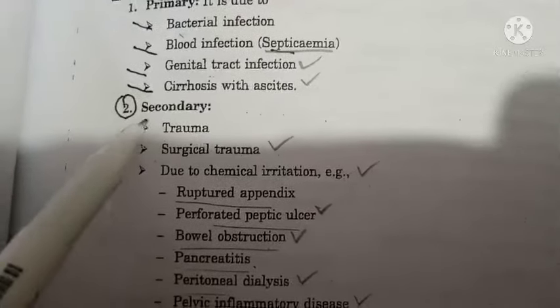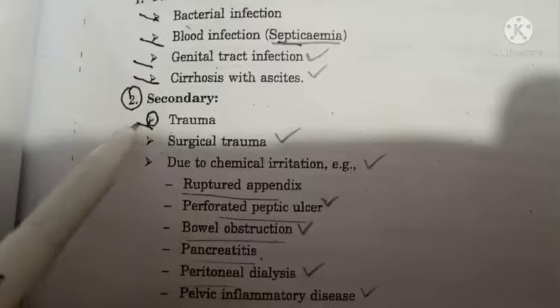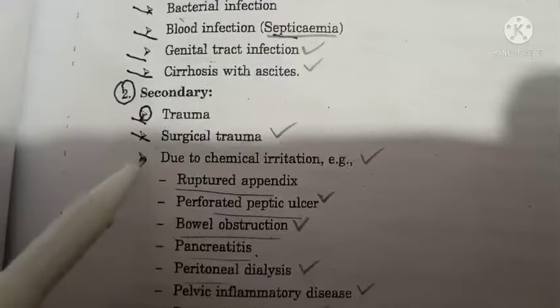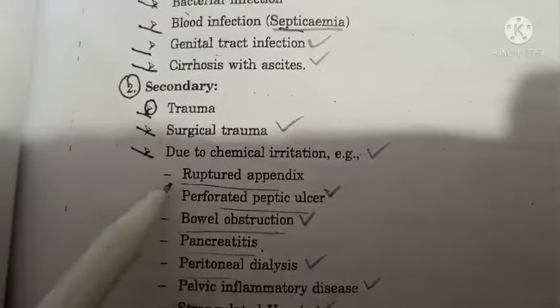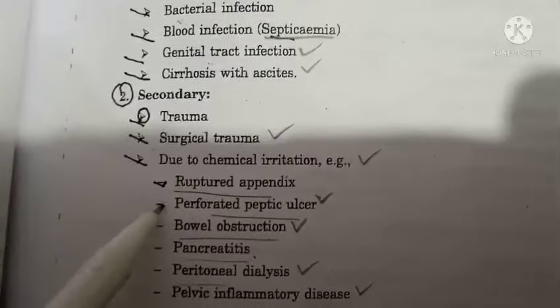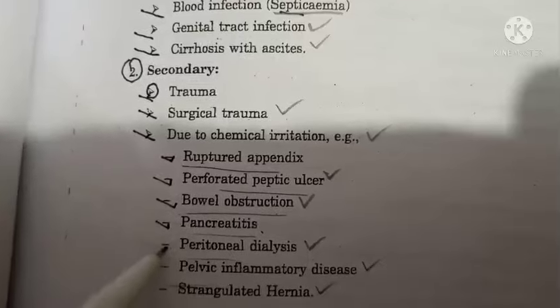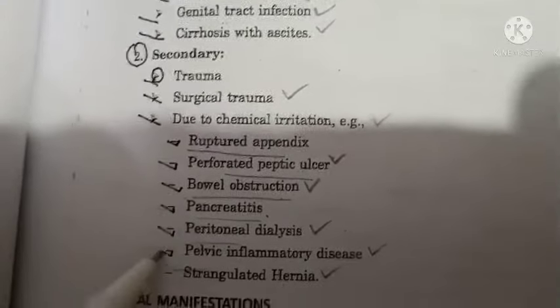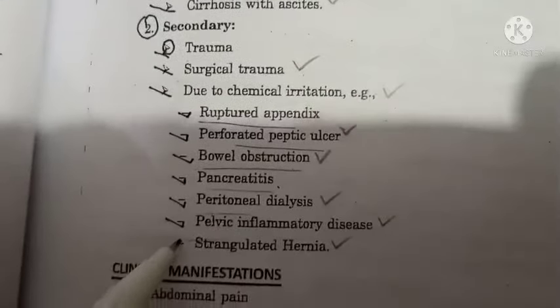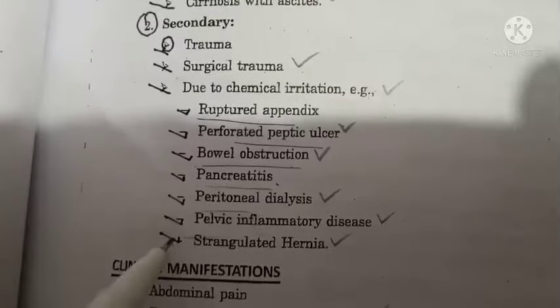Secondary peritonitis includes trauma, any stab injury or surgical trauma, or chemical irritation. Ruptured appendicitis can cause peritonitis, as can perforated peptic ulcer, bowel obstruction, pancreatitis, peritoneal dialysis, pelvic inflammatory disease, and strangulated hernia, causing secondary peritonitis.